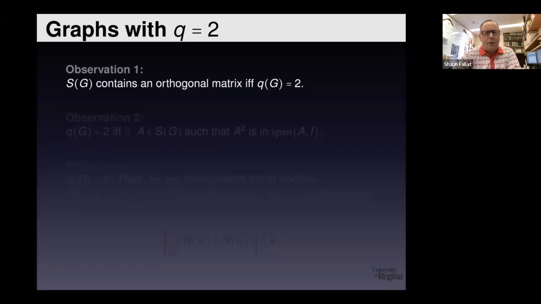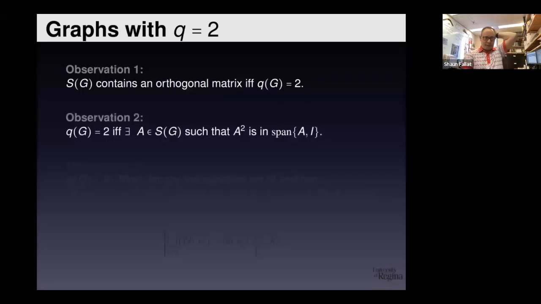But the first observation that you can sort out for yourself quickly is that if S of G does admit a symmetric orthogonal matrix, then that's the same as saying that q of G is equal to 2. Of course, if there is an orthogonal matrix, the eigenvalues are 1 and -1, so the graph has q equal to 2. And secondly, if the graph has q equal to 2 and you identify these two distinct eigenvalues, then you can scale and translate to force those two numbers to be -1 and 1, and yet stay inside the class S of G. So that truly is just basic arithmetic.